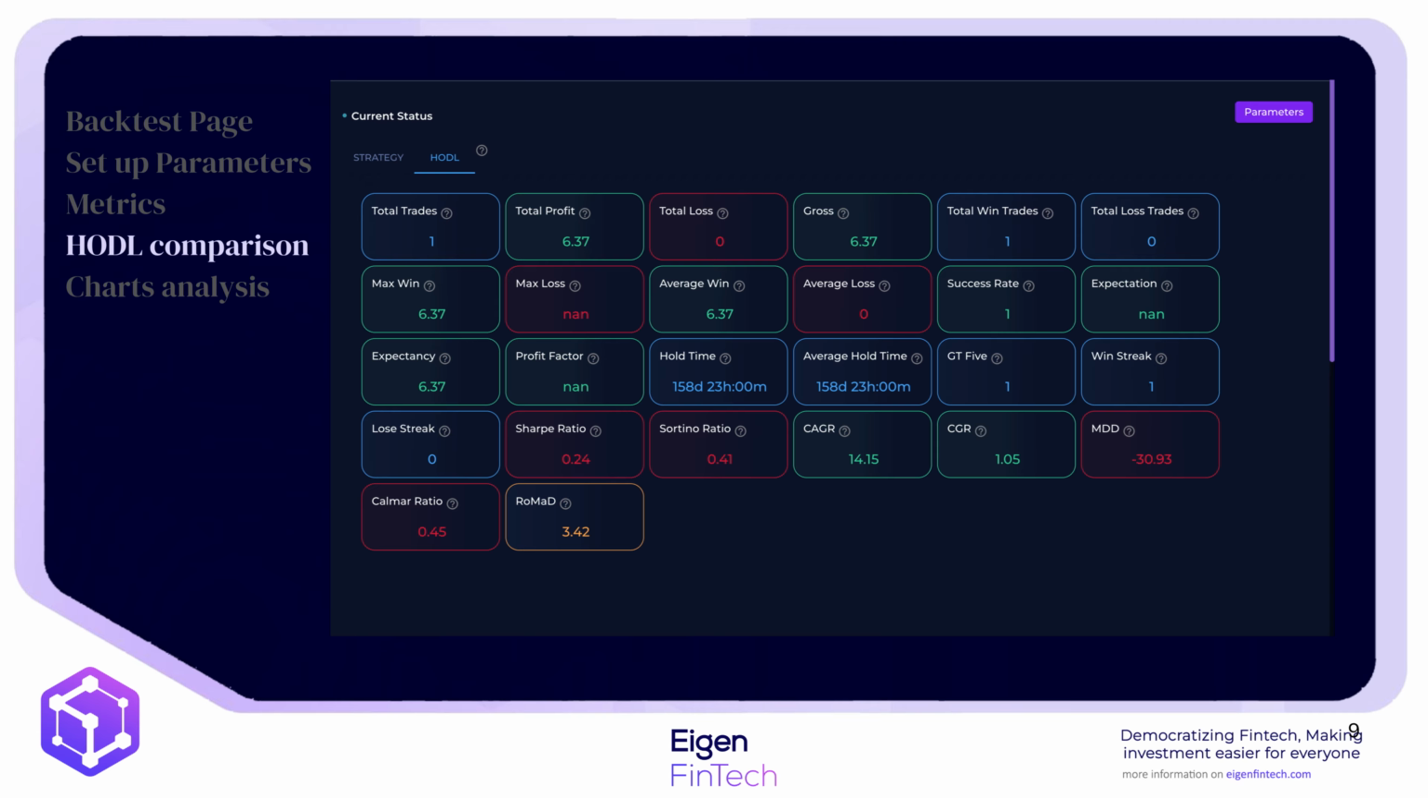The takeaway is, HODL is like planting an oak tree. Simple but requires patience through storms. Your strategy is more like gardening. Regular care yields better harvests but demands more work. Neither is wrong, just different paths to growth.